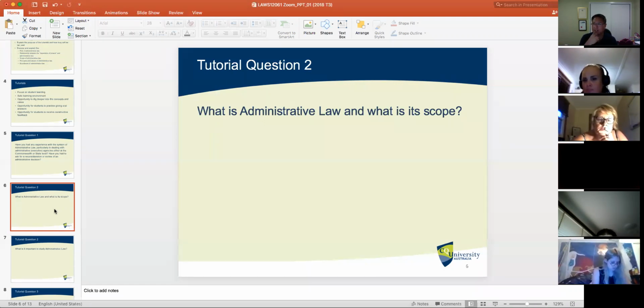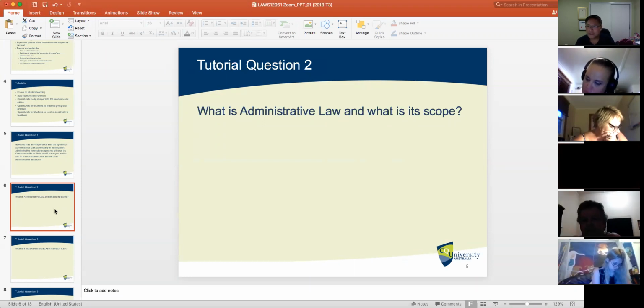For Mary: reviewing decisions made by government departments or their employees. So in relation to the question, what is administrative law and what is its scope? The answer from Mary, which is correct, is that it is about reviewing decisions made by government departments or their employees. Is that also in relation to transparency and privacy, that type of answer?